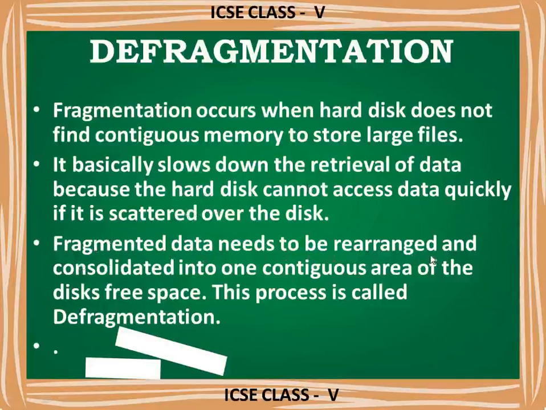Fragmented data needs to be rearranged and consolidated into one contiguous area of the disk's free space. Whatever data is scattered here and there has to be rearranged and kept in a continuous area in the disk free space. This process of rearranging and consolidating files in a contiguous area of free space on a disk is called defragmentation.